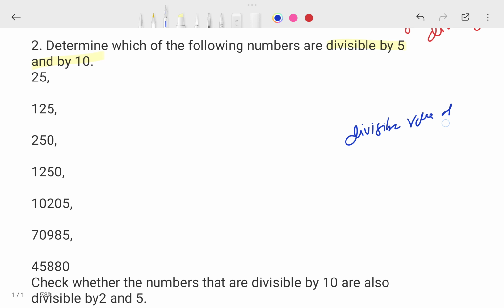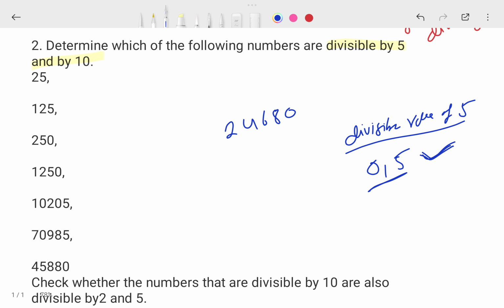What is the divisibility rule of 5? If the end of the number is 0 or 5, that number is going to be divisible by 5. If you want to check whether any number is divisible by 5 or not, it is very simple. You have to check the end of the number. For example, given 2, 4, 6, 8, 0: let's check. This is the end number, 0 is there. Yes, it is divisible by 5. If 5 is at the end, it is divisible by 5.